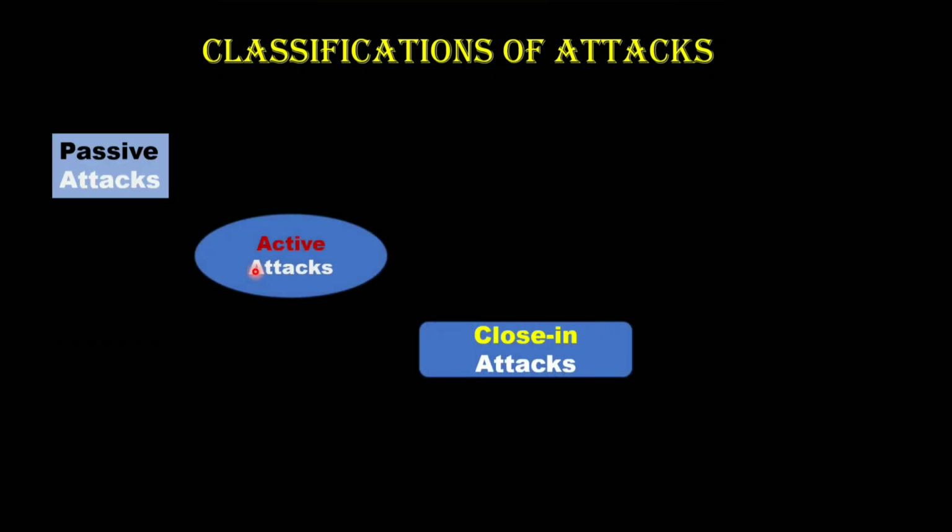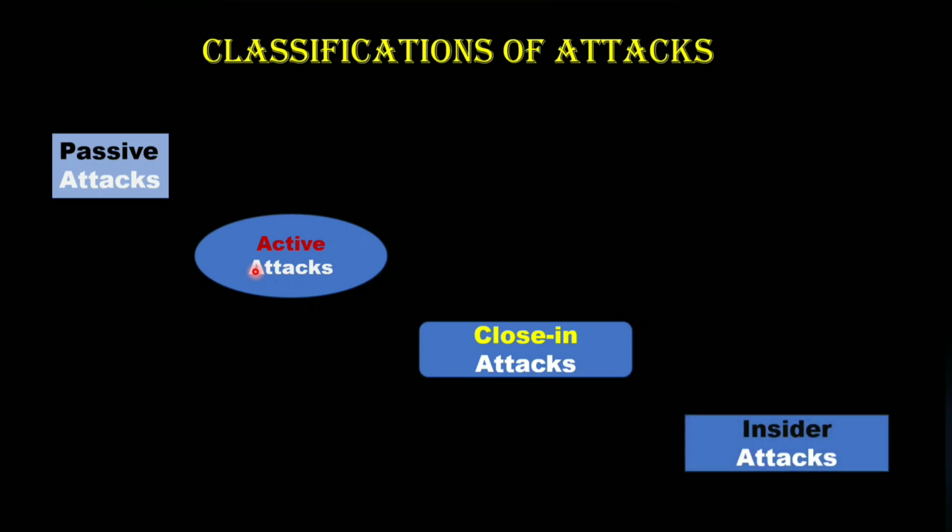In this video, we are going to see the classifications of attacks. Attacks are mainly categorized into four: passive attacks, active attacks, closed-in attacks, and insider attacks. We are going to see one by one what active attacks, passive attacks, and close-in attacks can happen to the system, and also insider attacks.